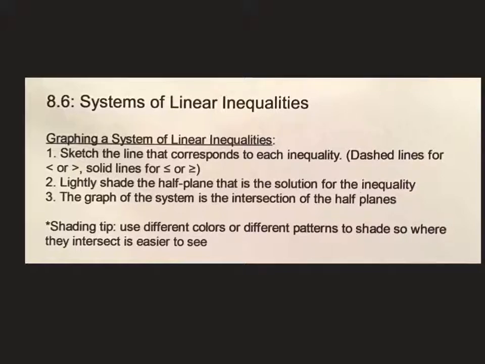Then you're going to lightly shade the half plane that's the solution for the inequality, and the graph of the system is the intersection of the half planes. So basically, wherever you're shading, that's the same for each of the lines that you're talking about. I like to use multiple colors or shade in different directions so that I can tell a little bit easier where they're both being shaded or where all 3 or 4, however many lines that you have, are being shaded. That way you can just figure out where your solutions are a little bit easier.